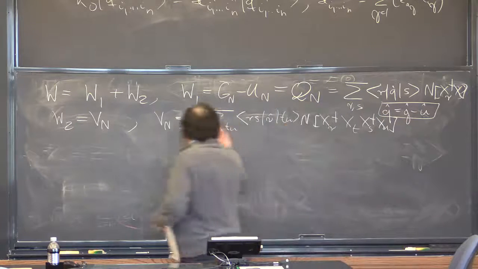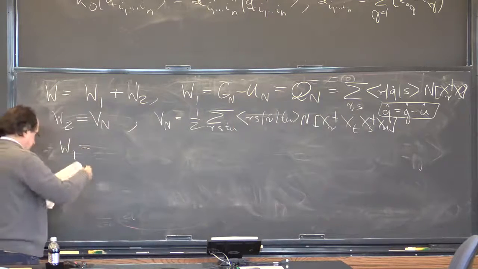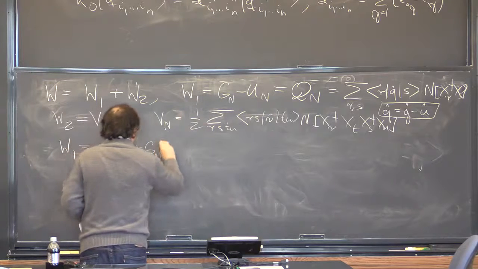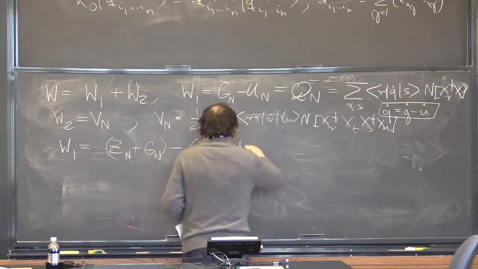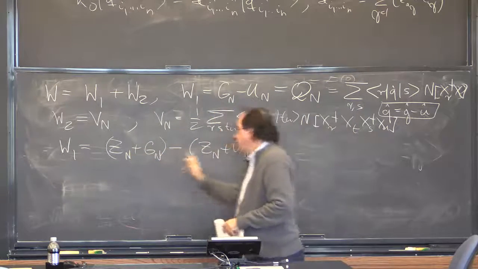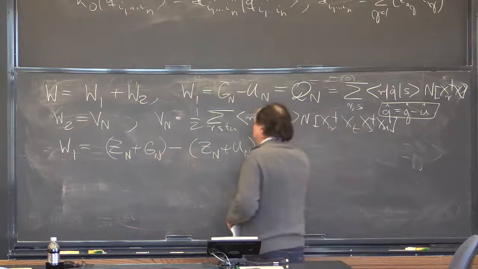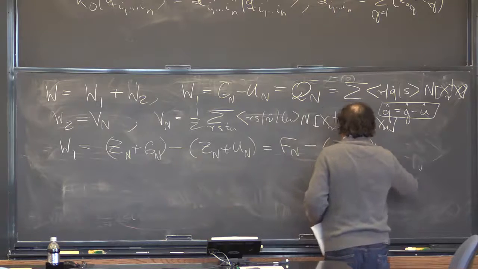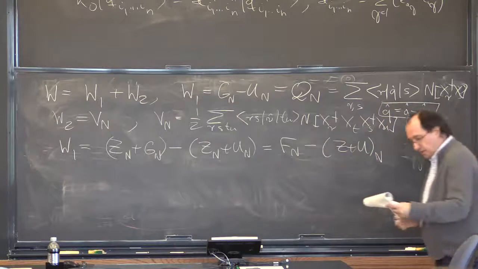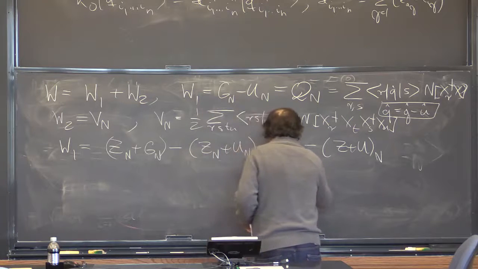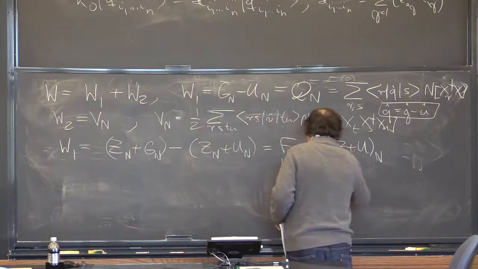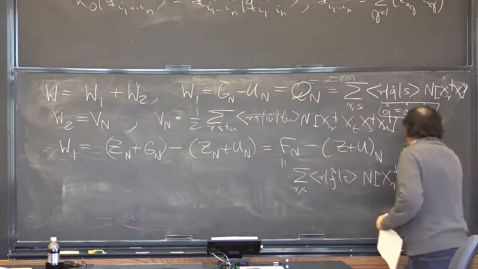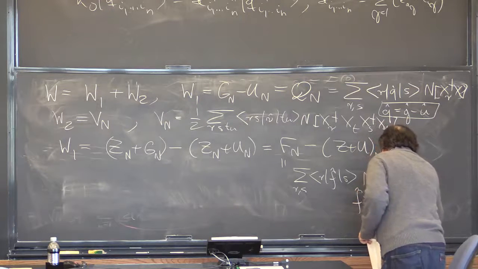You can actually see it in multiple ways. Let me write this W1 in a different way. How about if I write GN minus UN as ZN plus GN minus ZN plus UN, with addition and subtraction? The Z's will cancel, and you have GN minus UN. But this is a useful thing to write, because ZN plus GN is the Fock operator, FN. And then we have Z plus U in normal product form, which is our unperturbed problem. So, in other words, the Fock operator here is the sum over R S of R F S, normal product of X R dagger X S, where F is the Fock matrix, little z plus little g. All right.